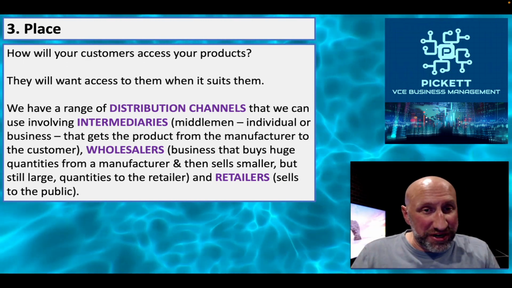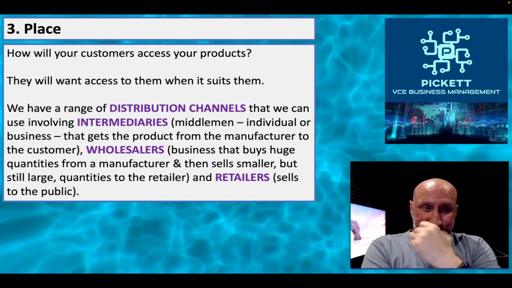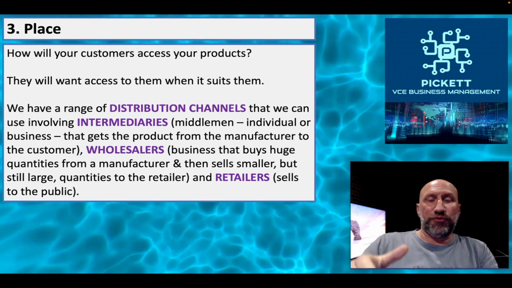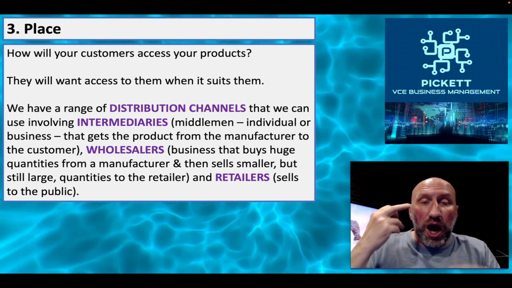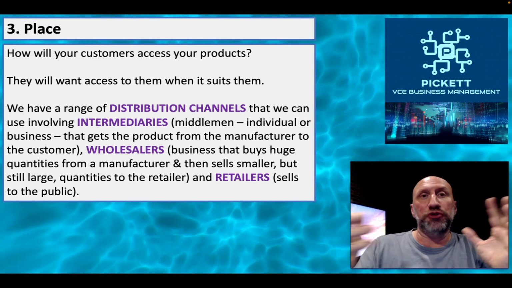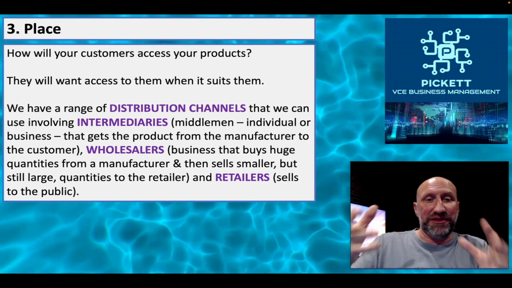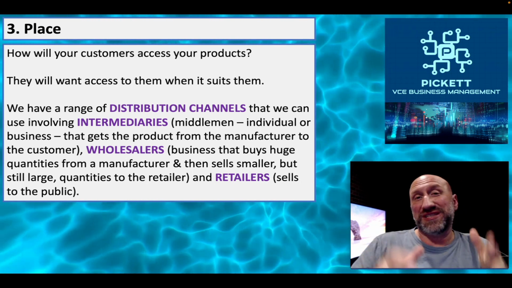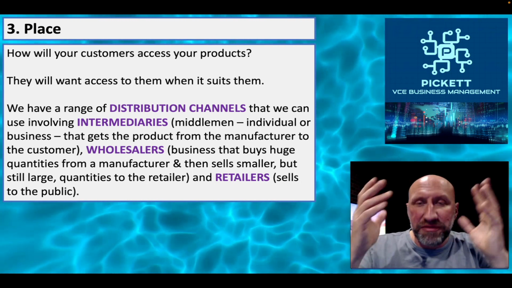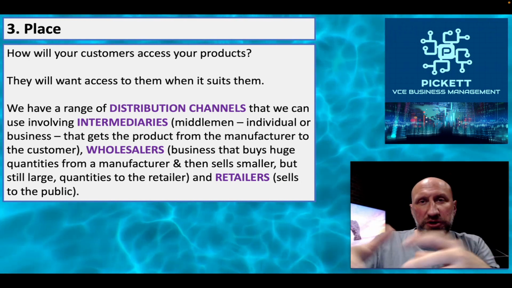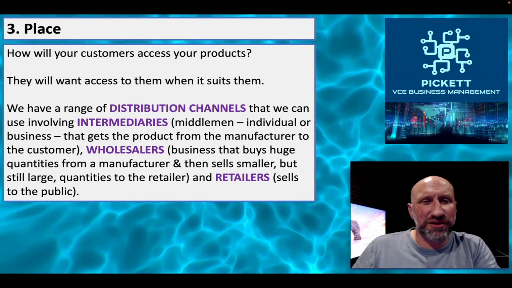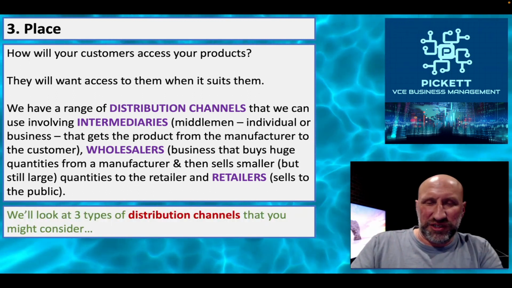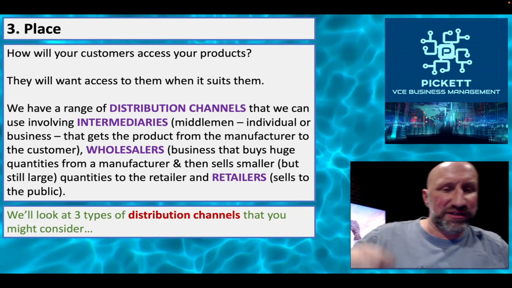Now, what this boils down to is there's a range of different distribution channels that we can use, which involves intermediaries. So I'm just giving you some language here. The intermediaries, this middle stage that gets a product from the manufacturer to the customer. Wholesalers, businesses that buy huge quantities from a manufacturer and then sell smaller but still substantial quantities to the retailer. And then the retailer, which is the business that sells to us. That might make a bit more sense to you in a minute when we put that into some diagrams.